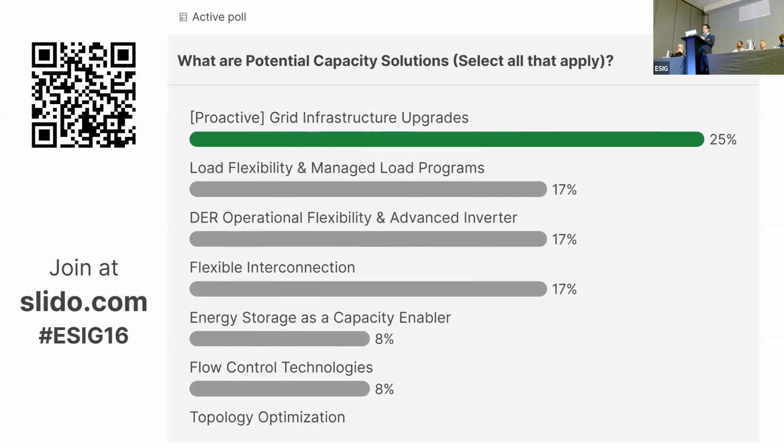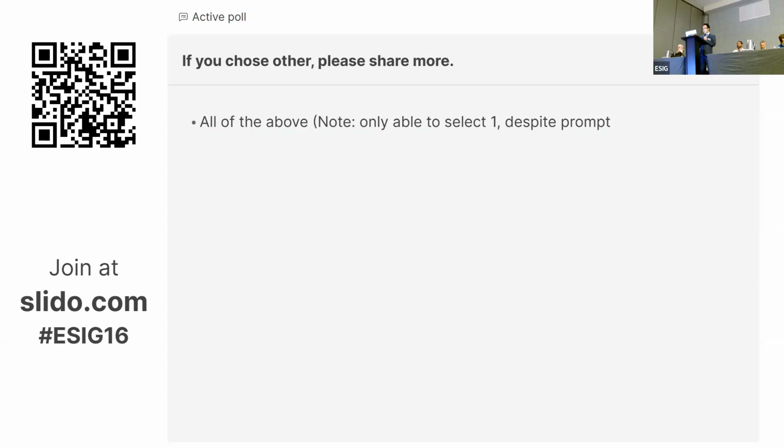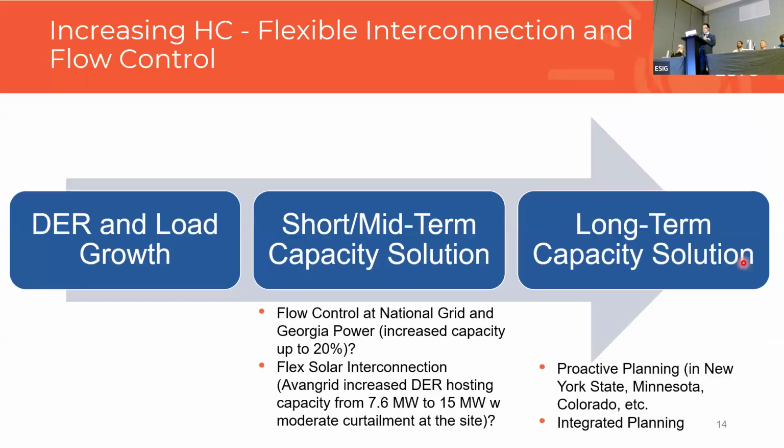How about this one? What are the potential capacity solutions? Proactive grid upgrade. That's a fantastic answer. We also have different opinions here. Load flexibility, yes. And indeed, it's a hot topic as well. And flexible interconnection, energy storage, flow control technology. Great, fantastic. All of the above. Oh, that's even better. Correct. Fantastic. Oh, thank you so much for your input.